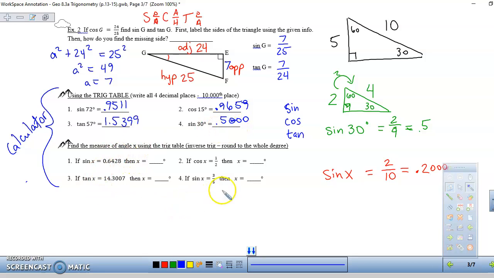The next piece here is called inverse trigonometry. You can recognize that because here I'm doing sine of x is equal to, and I'm given the ratio. When I'm finding an angle, that is going to be inverse trig.